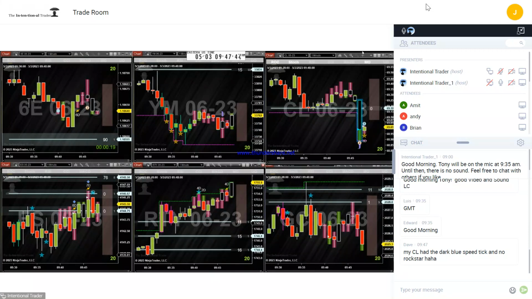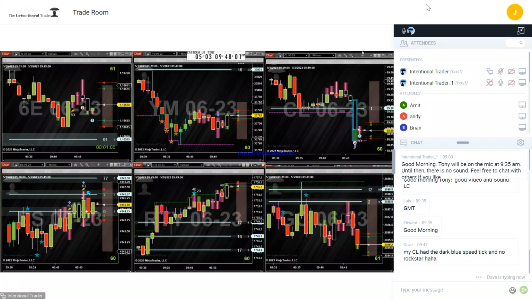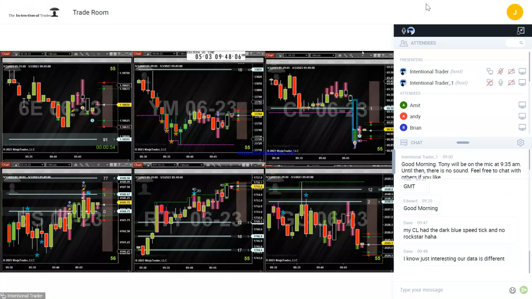If you have the dark blue speed tick, you won't get a Rockstar, because we turned off the Rockstar for the dark blue. And again, that's because you're going to have maybe 5 to 10% difference in the signals you get versus the signals I get. Sometimes you'll get things that I won't get and vice versa, and that's normal.